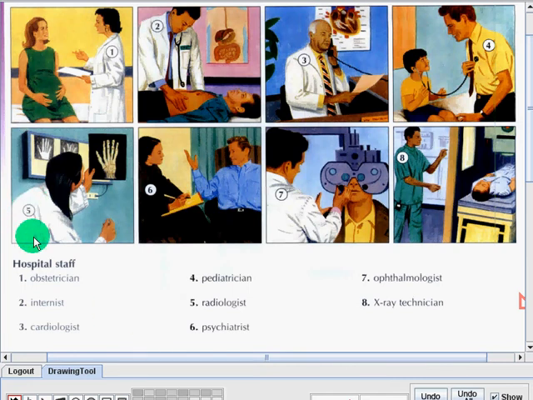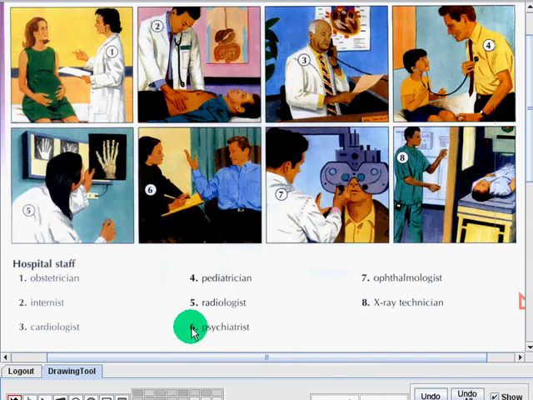radiologists in number 5. A radiologist is a doctor who specializes in dealing with examination of bones and internal organs using imaging techniques such as X-rays, ultrasound, and magnetic resonance. This is what we call the X-ray result, right?